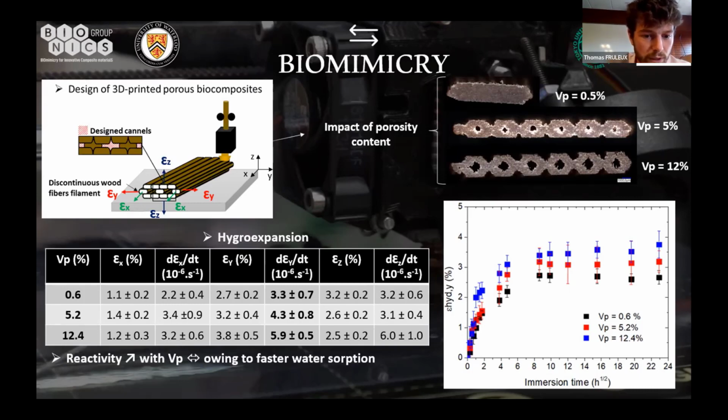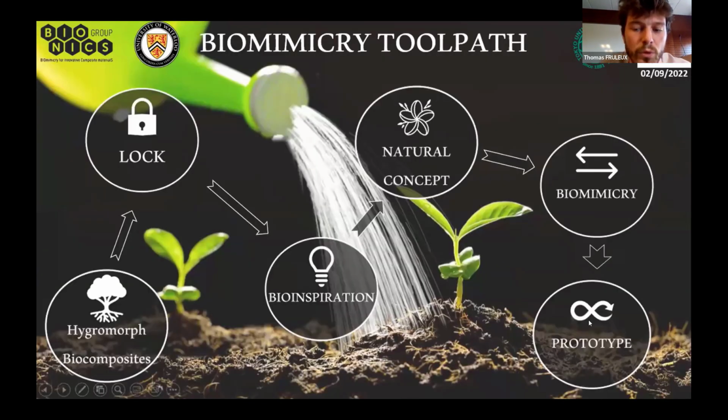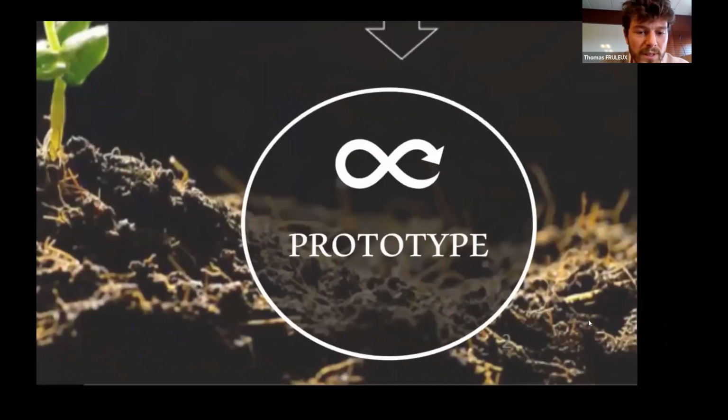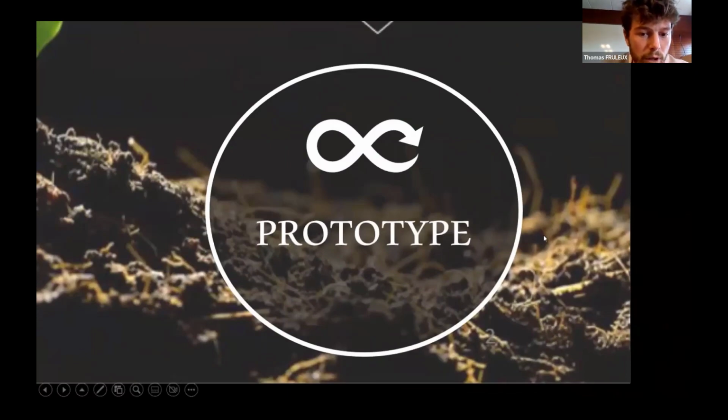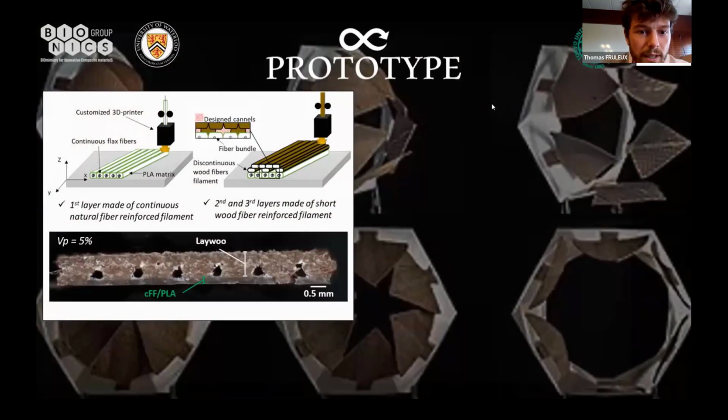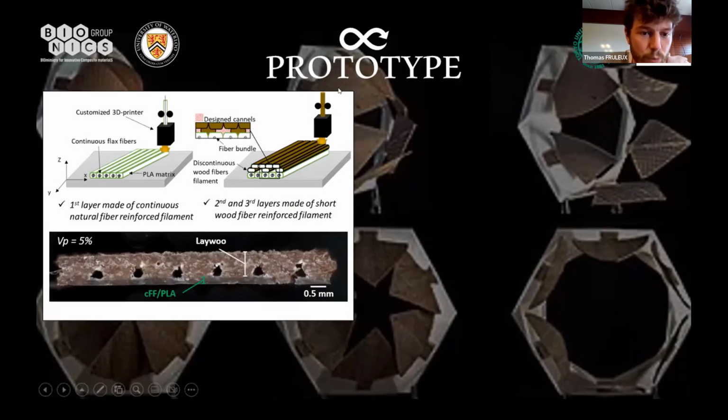So now that we understand how it affects simple biocomposites, we need to look at the final prototype that we want to design. Because this was just for simple biocomposites without any variation of fiber distribution. But what we have in mind right now is to use our continuous flax fiber and to design canals thanks to the commercialized LAY-WOOD filament, so the discontinuous wood fibers filament, to create our smart actuators.